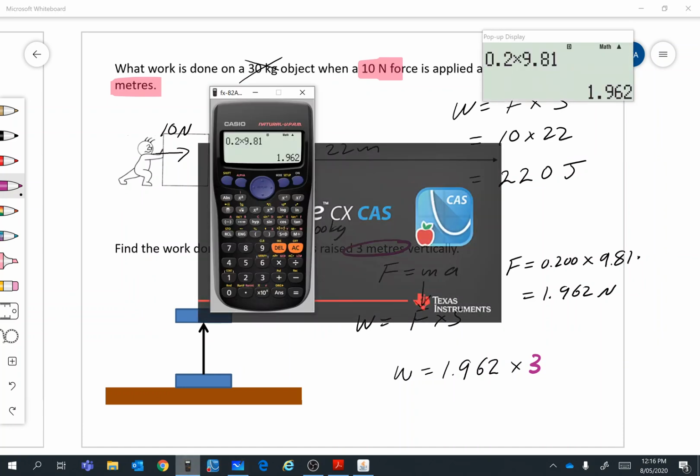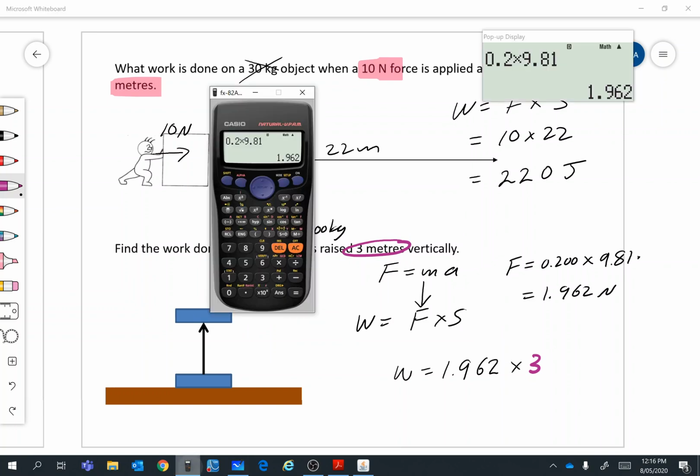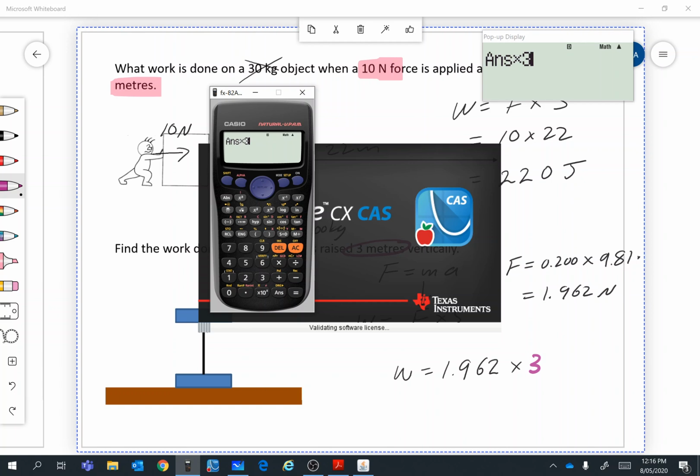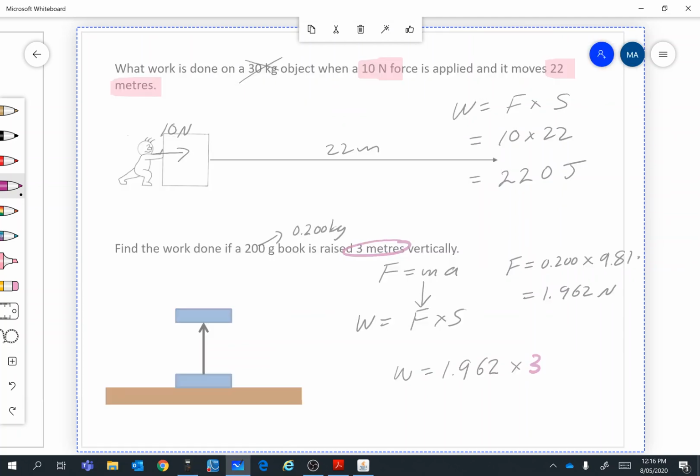So the answer here, oops, accidentally opening up the TI Inspire. I don't need him for this. Okay, so I multiply my force by 3, and that gives us 5.886, which is 5.89 joules.